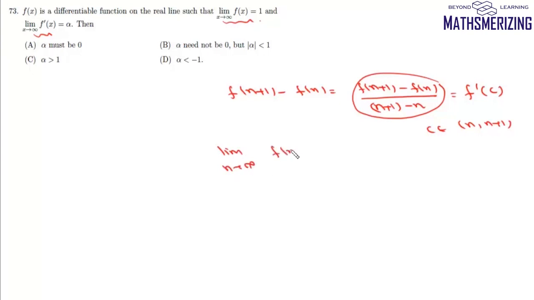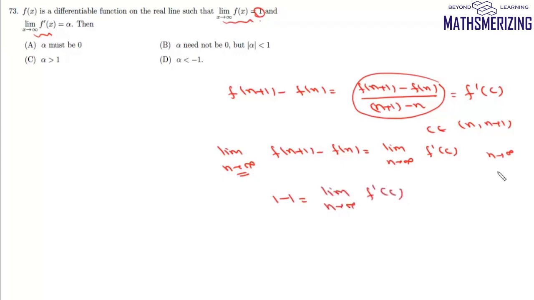Now we'll take this limit, n tends to infinity, f(n plus 1) minus f(n), which will be the limit n tends to infinity f dash c. Now when n tends to infinity, the left limit is equal to 1 minus 1, and then this limit is limit n tends to infinity f dash c. When n tends to infinity, this c also tends to infinity. So basically the limit as n tends to infinity of f dash c is nothing but alpha. So from here we can say the value of alpha must be 0, and that's your option number A.